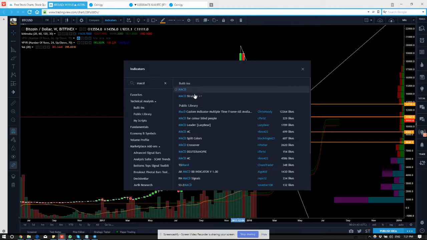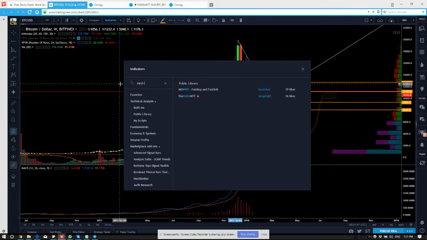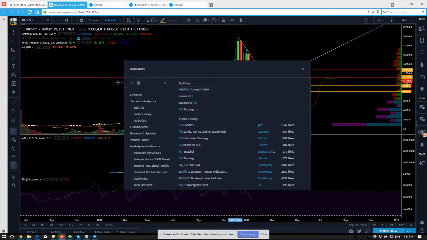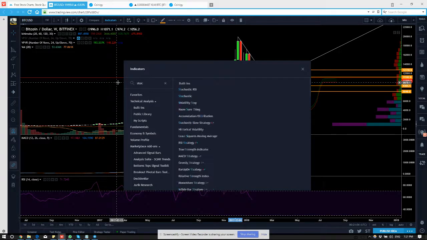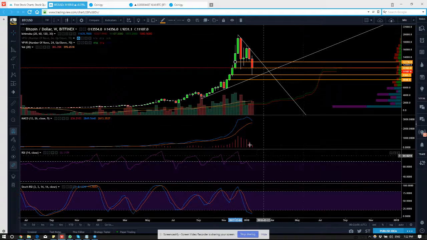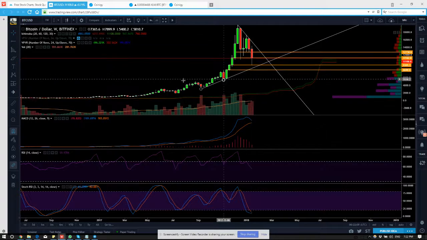Sorry, I deleted all the indicators for a second. RSI, Doge. Yeah, I'm still waiting on that weekly touch. I think if we keep falling and we hit this level, we'll get that weekly touch.